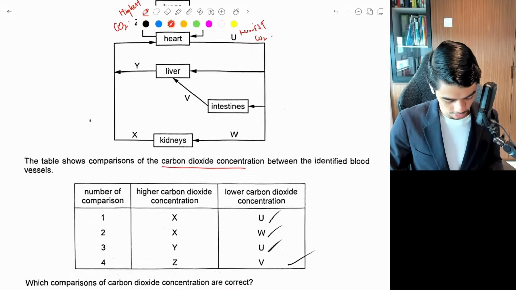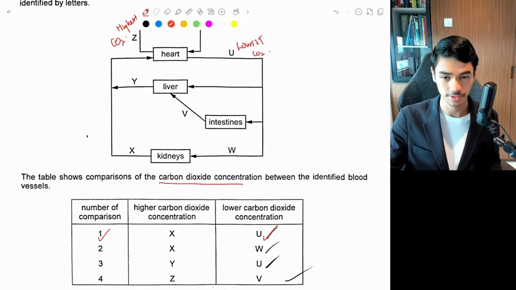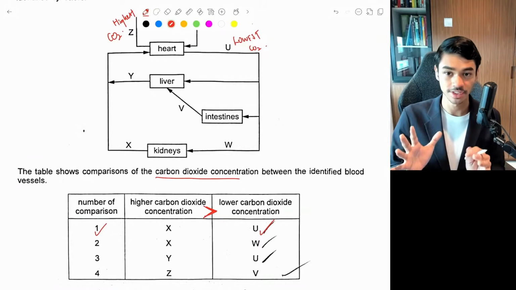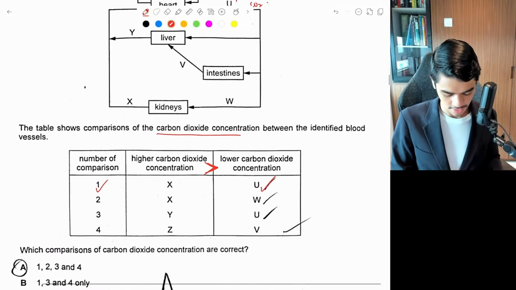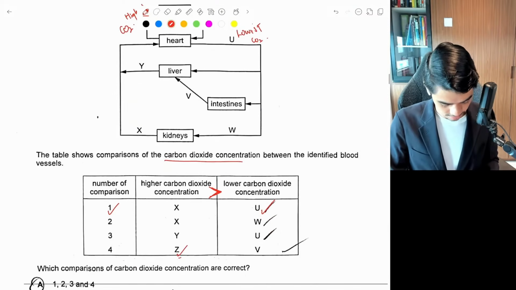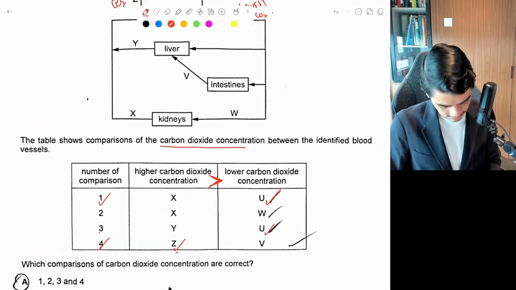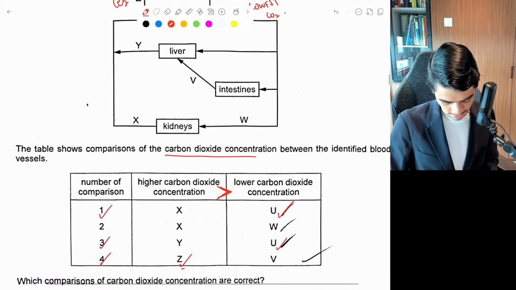Now, comparing lower CO2, U, so I know one is correct because for sure, U is already a lower CO2. Okay, so it's trying to ask us whether we see this correct comparison. And let's just jump to 4. 4 says that Z has higher. Of course it's correct. Okay, so I already know that 4 is correct. Here, number 3, U is lower. Of course it's correct. So the only thing that I now have to look at is number 2.